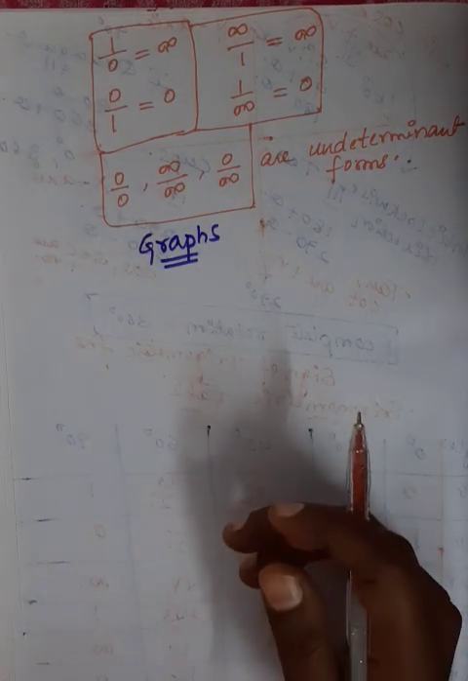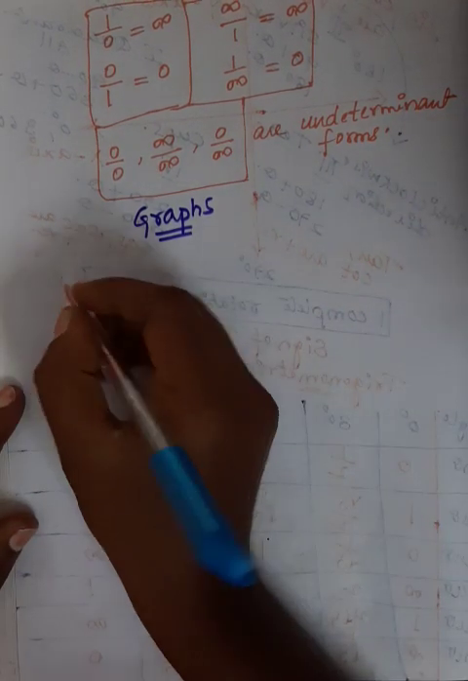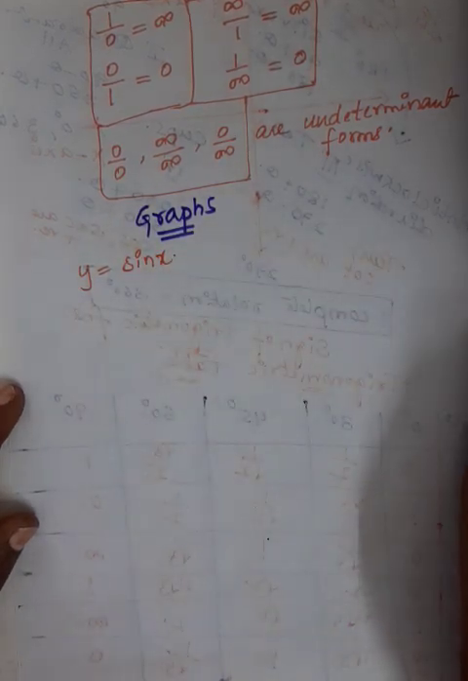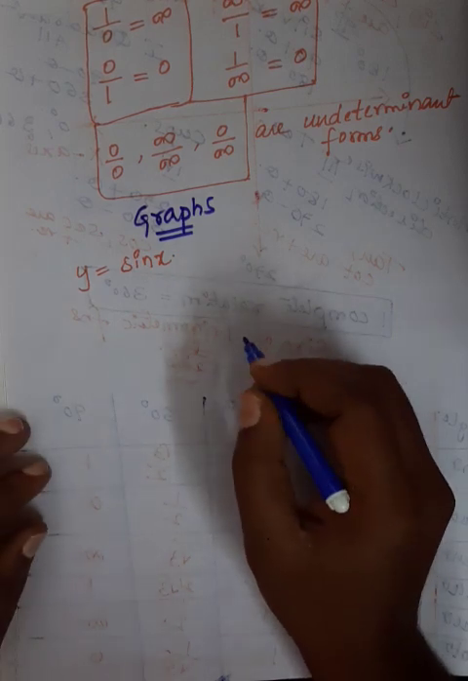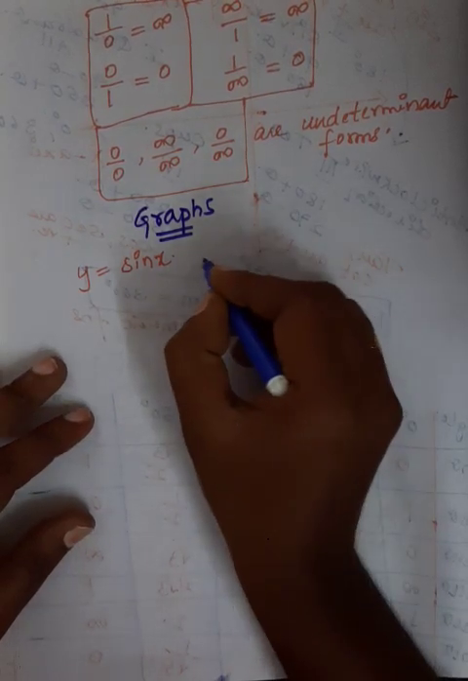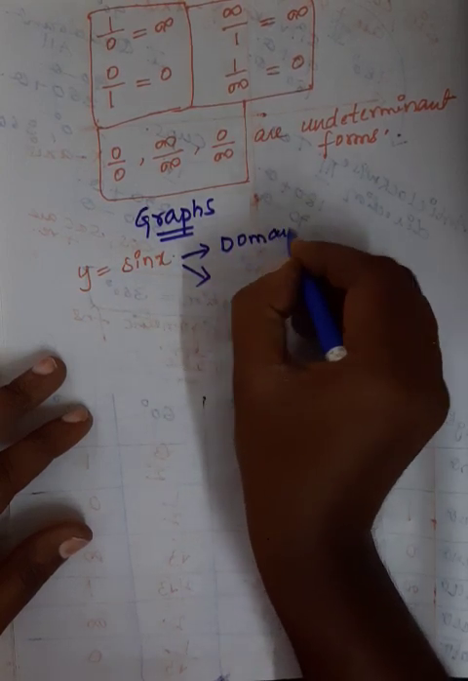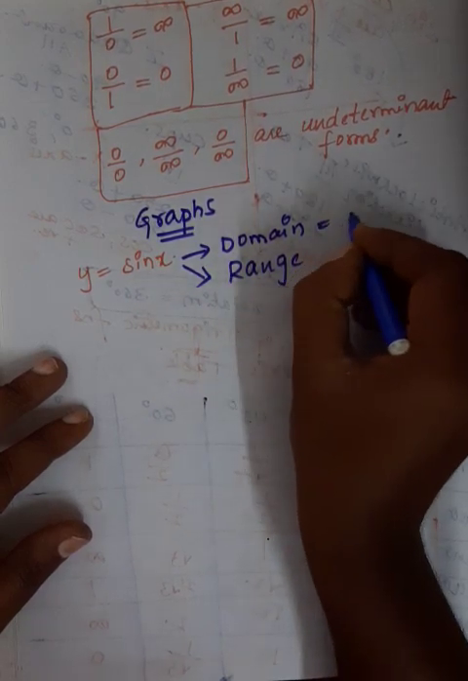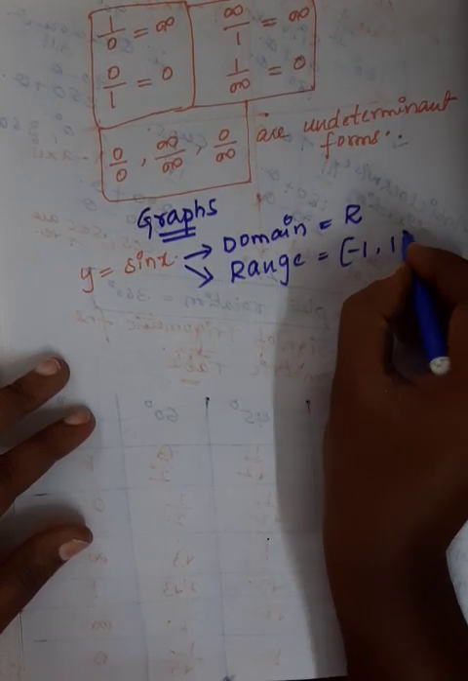Now let us see the graphs of trigonometric ratios. So our first graph is y is equal to sin x. For sin theta, the domain is real numbers, and this is the range. Domain is equal to real numbers, range is equal to -1 to +1.